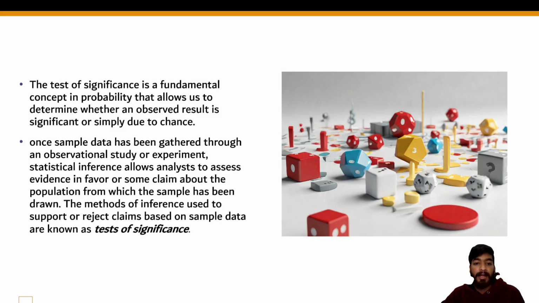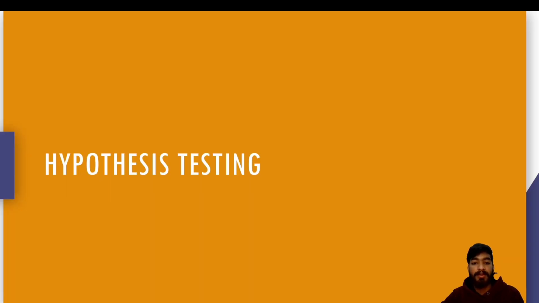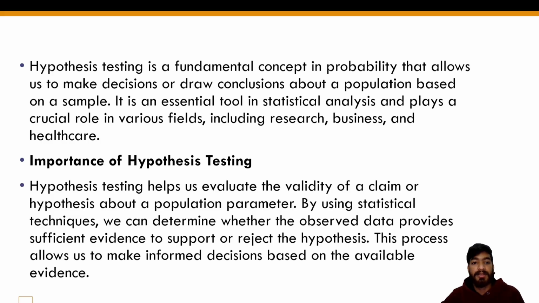Once sample data has been gathered through an observational study or experiment, statistical inference allows analysts to assess evidence in favor of some claim about the population from which the sample has been drawn. The methods of inference used to support or reject claims based on sample data are known as test of significance. Hypothesis testing.